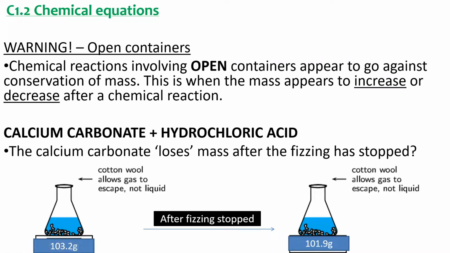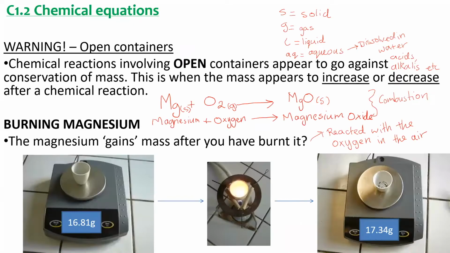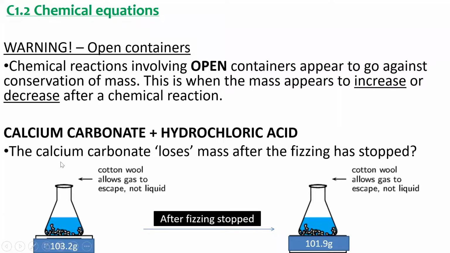Like earlier on the magnesium, let's go back one. Magnesium seemed to increase, but really it wasn't. There wasn't anything magical going on. It was coming from the oxygen in the air. So in this case, calcium carbonate, also known as limestone or chalk, like the rock, is what's called basic. So it's alkaline when dissolved in water. Hydrochloric acid, obviously an acid.